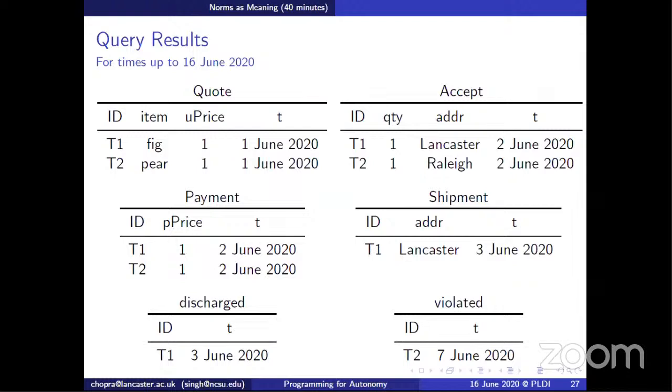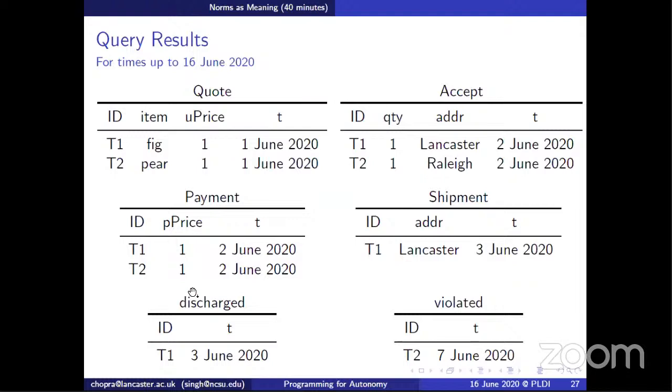Payment happened for both of these instances, T1 and T2. The payment price was one, which is fine because unit price was one and the quantity ordered was one. So the payment price one, that's what was made. And it happened on the 2nd of June. So accept and payment both happened on the 2nd of June. And shipment happened for T1 on the 3rd of June. Now, if you're looking at this database on the 16th of June, what you would infer is that T1 was discharged because our commitment said that a shipment should happen within 4 days of accept and payment happening, which did happen. So accept and payment both happened on the 2nd and the shipment happened on the 3rd, which means within 4 days.